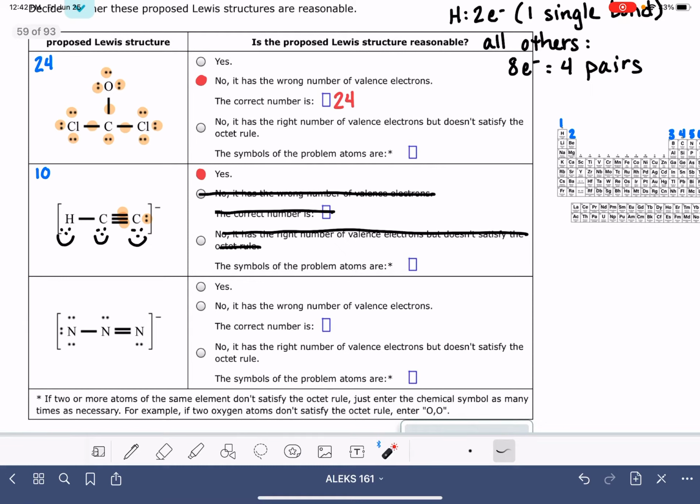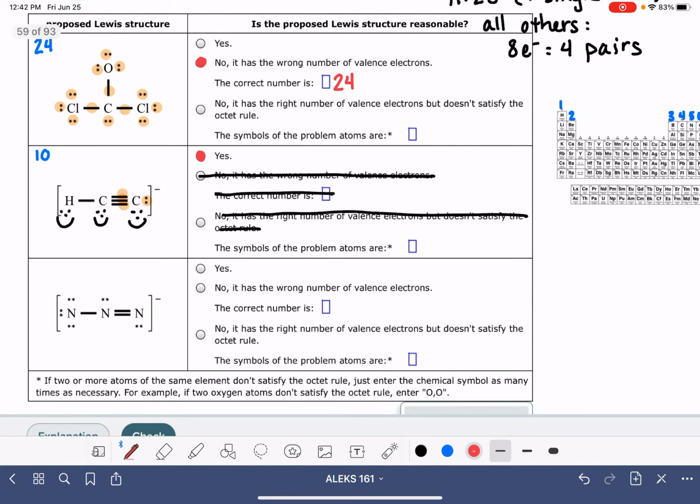We've got one more example down here. First thing that we should do is check the number of valence electrons. Nitrogen is in the 5th column on the periodic table, so that means we have 5 valence electrons for each nitrogen, and we have 1 more valence electron for that -1 charge. That's a total of 16 electrons. So we should be able to count 16 electrons in this structure. We have 2, 4, 6, 8, 10, 12, 14, 16. So we have the correct number of valence electrons.